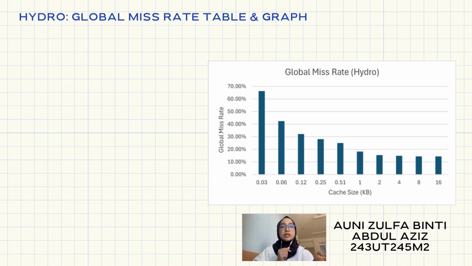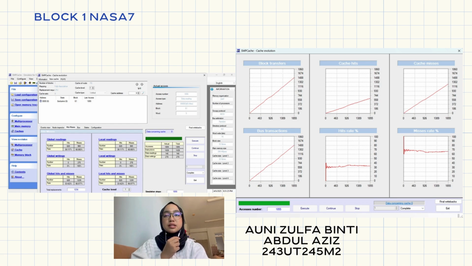As we can see, the global miss rate dropped significantly, especially after 1 kilobyte, and we can observe less returns beyond 4 kilobytes. Next is NASA 7.